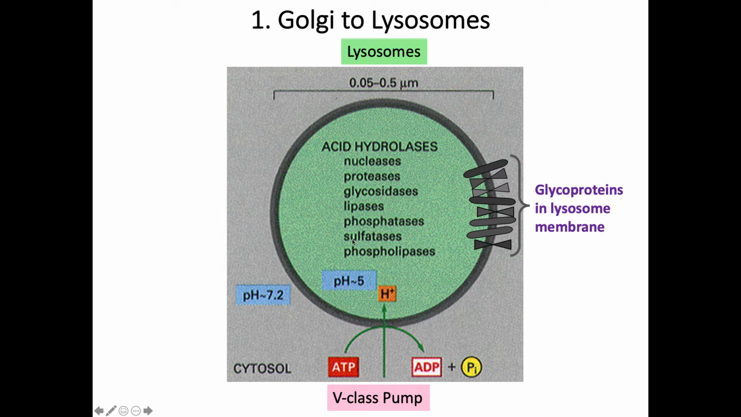Another important thing is that remember the pH inside the lysosome is 5. That is where they work. And your V-class pump that we talked about is a proton pump that pumps the protons from the cytosol into this. Now, why don't these digest the lysosomal membrane? Because the lysosomal membranes are heavily glycosylated, and this helps the integrity of the lysosome.